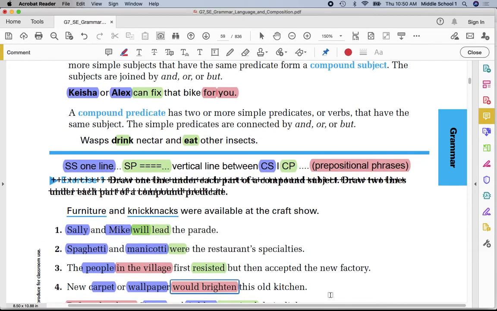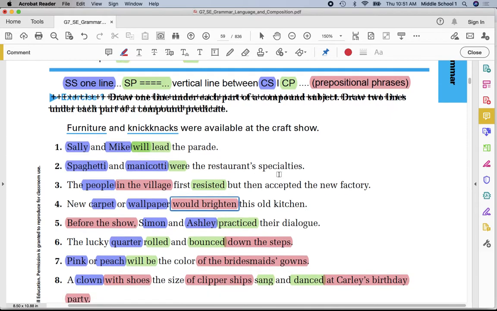A reminder, my directions for today: underline the simple subject once, the simple predicate twice, put parentheses around the prepositional phrases and put a vertical line in between the complete subject and complete predicate, and when they're next to each other, it goes between the green and the blue on our screen.